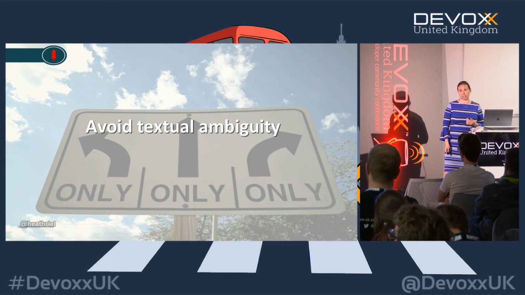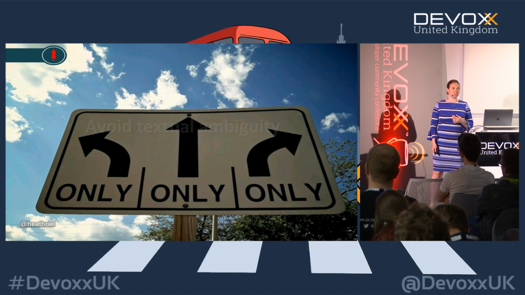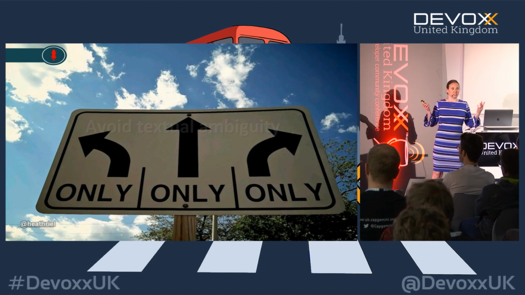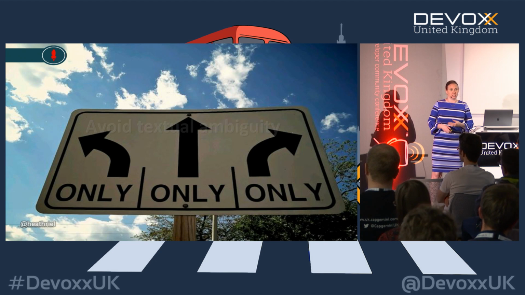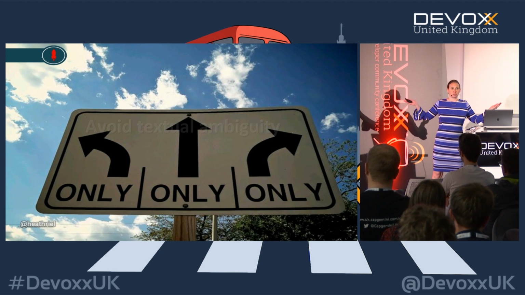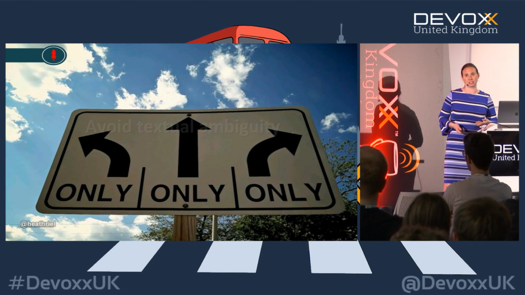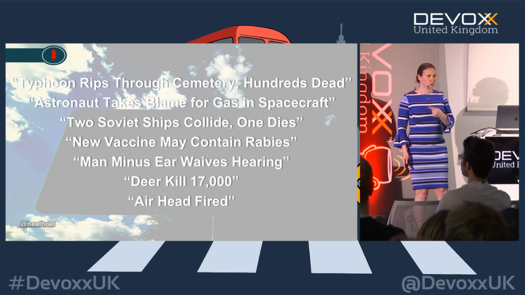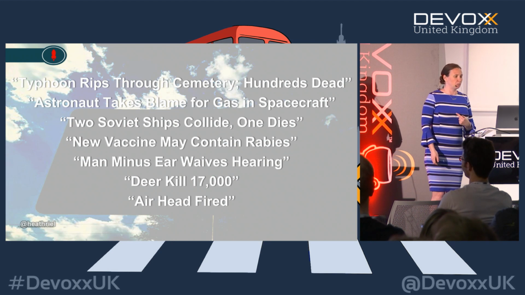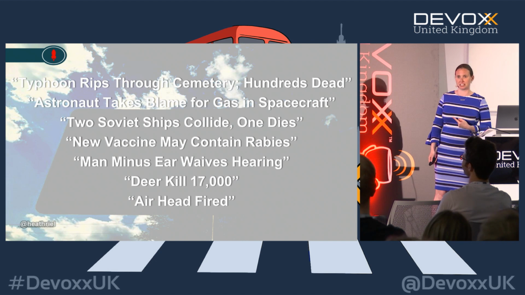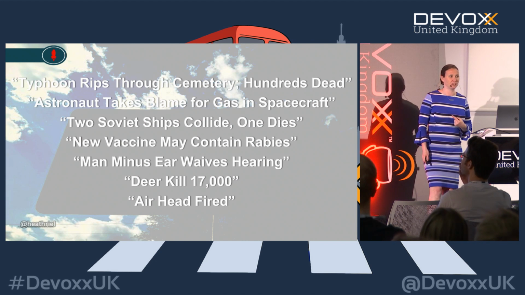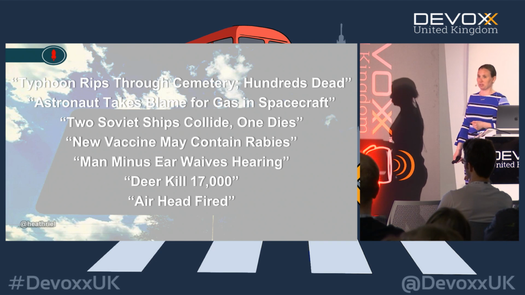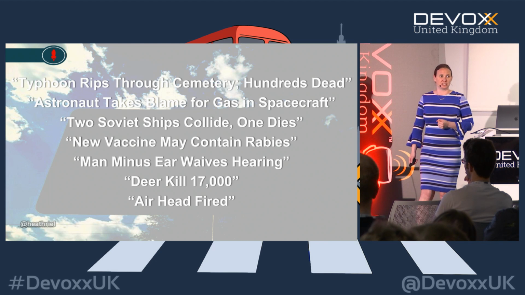So textual ambiguity is one thing. For example, this is a sign that actually exists. It's textually ambiguous because which way am I supposed to go? It's only all of them, so I'm not entirely sure if I'm on the road, where am I supposed to go? These are also examples of textual ambiguity, because I could read these in many different ways, depending on how I felt that day. My personal favorite is the deer killing 17,000 people. That seems fun. I'd love to see those deer.